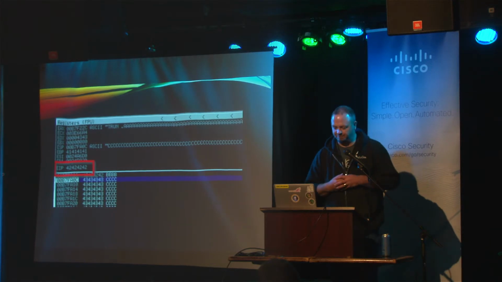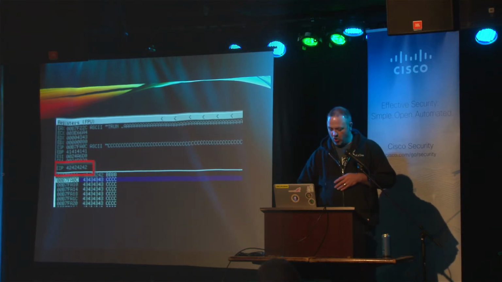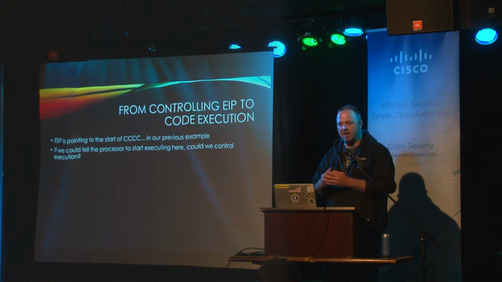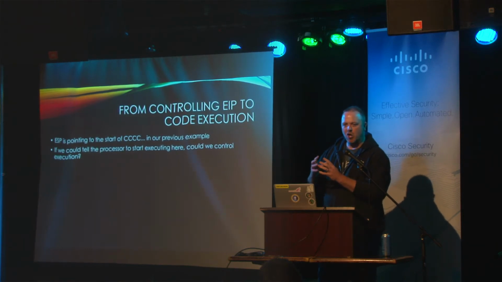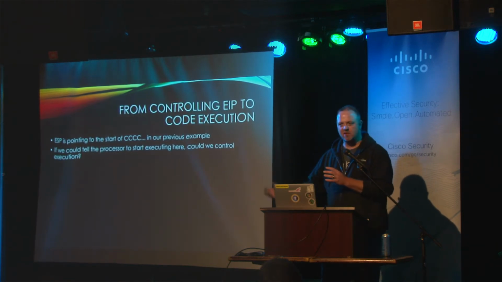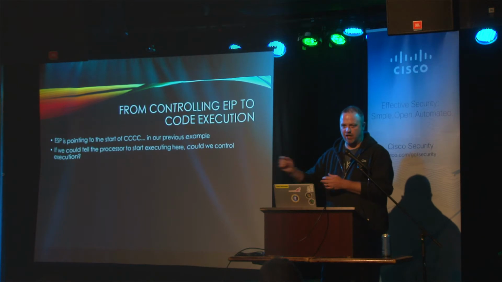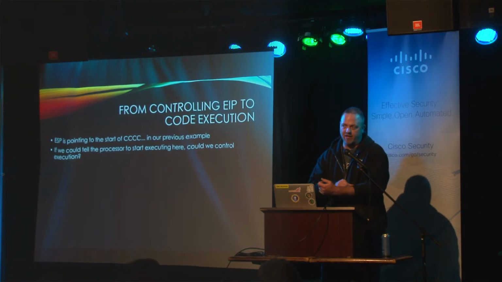So at this point, we know that our stack pointer is pointing to the start of those C's. We know we can reliably overwrite the return address. So if we could put shellcode in the place where those C's start, we could execute it if we had a way to tell the computer, hey, you need to go to this location. And we control the return address.